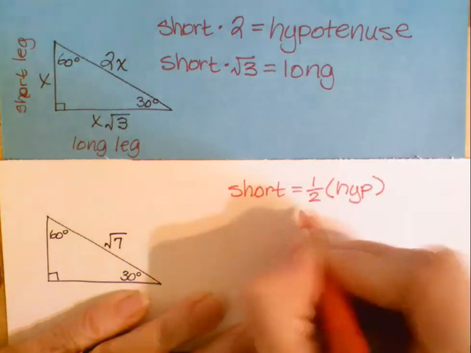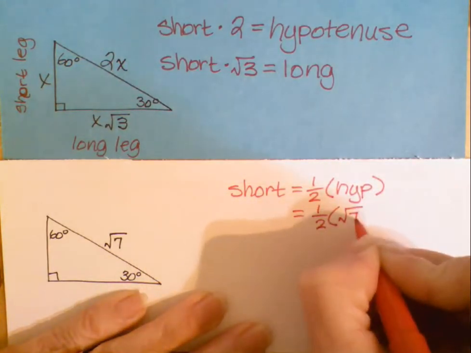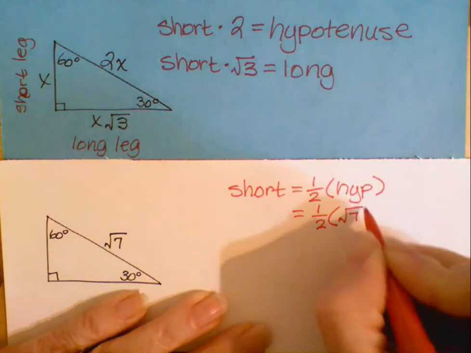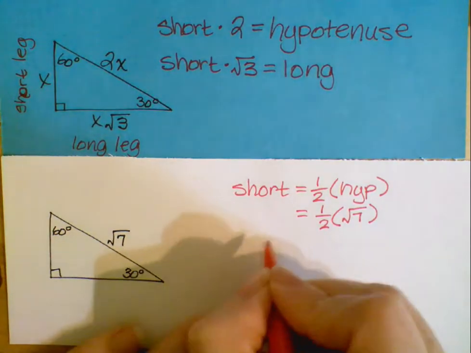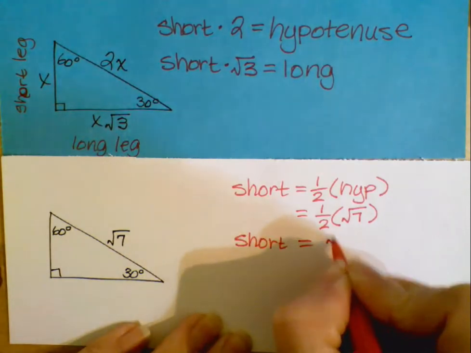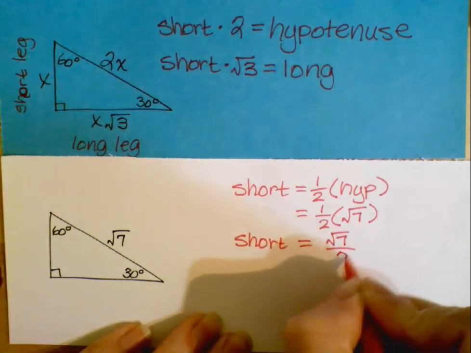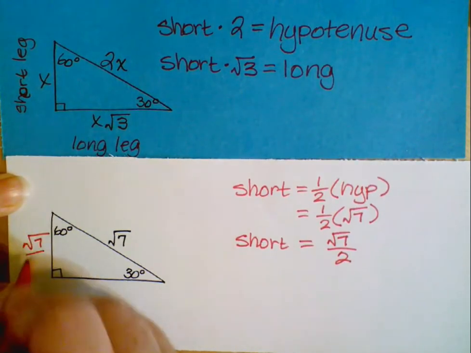Now, in this case, that means half of the square root of 7. So here again, I want to think of that square root of 7 as being the square root of 7 over 1. So when I multiply across, that tells us that the length of the shorter leg has to be the square root of 7 over 2.